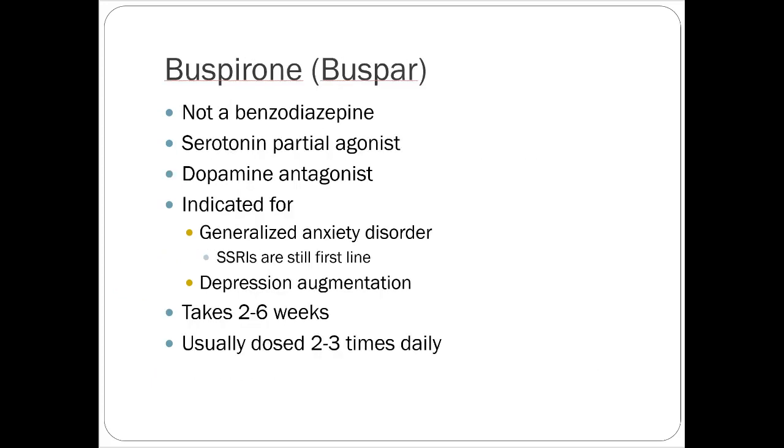Buspirone, I mentioned this briefly with depression. It's not a benzodiazepine at all. It's actually a serotonin partial agonist and a dopamine antagonist in certain areas of the brain. It's indicated for generalized anxiety disorder. SSRIs are still first line, so this would be something that you could maybe try as a separate one. It's a chronic medication. It's a serotonin medication, so think about it like an antidepressant kind of. It takes a few weeks to work. Unfortunately, it's usually dosed a few times a day. So it's either used for primary generalized anxiety disorder or for unipolar depression augmentation therapy.